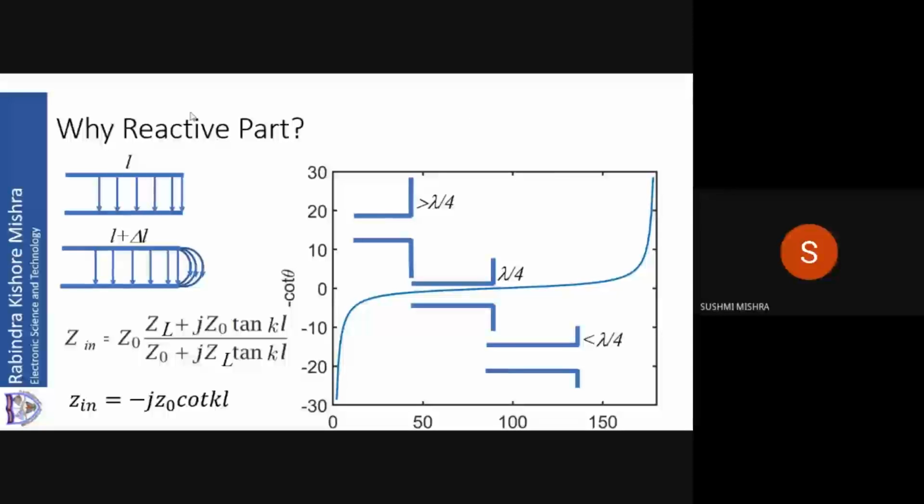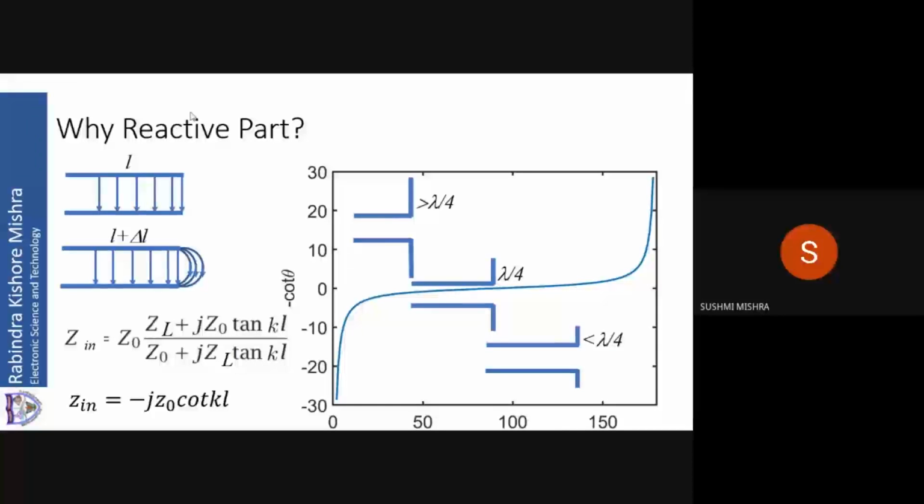Now at the open circuit, ZL is equal to infinity. Open circuit means it is infinity. So at the open end, ZL, which is the load, will be open, which means it is theoretically infinite. To account for that, divide the numerator and denominator by ZL.